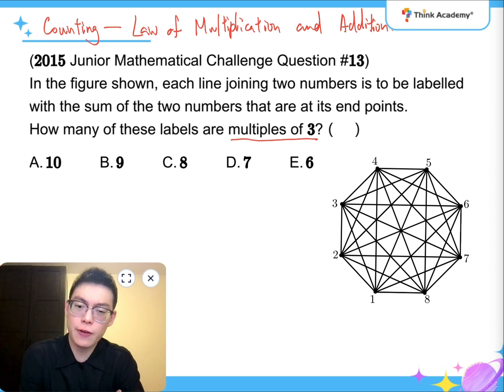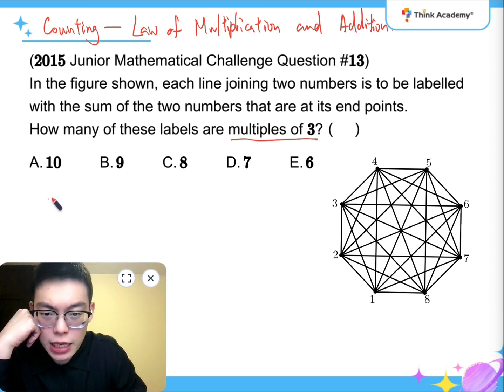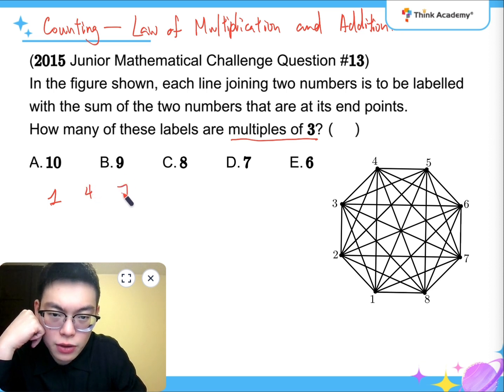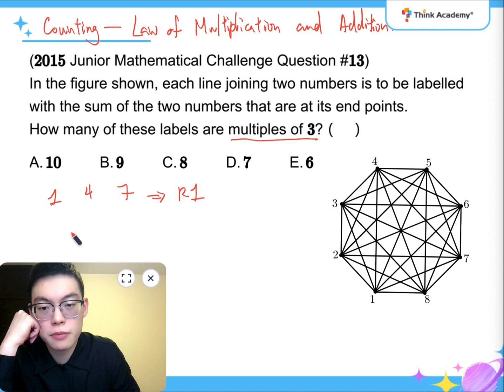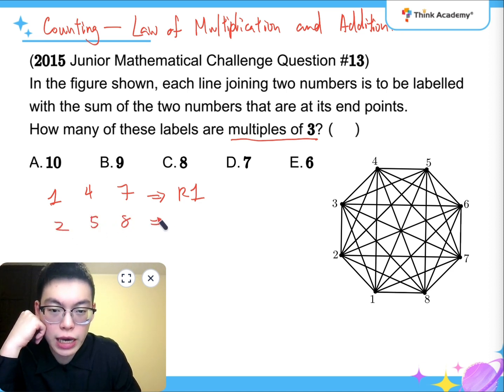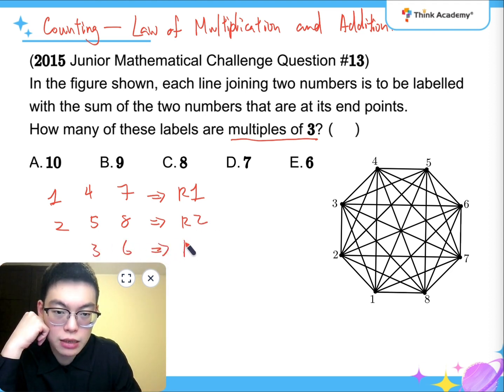We can classify them into 3 different sets. The first set is 1, 4, 7, which they have a remainder of 1 when divided by 3. The second set is 2, 5, 8, which they have a remainder of 2. And the third set is 3 and 6, which they have a remainder of 0.